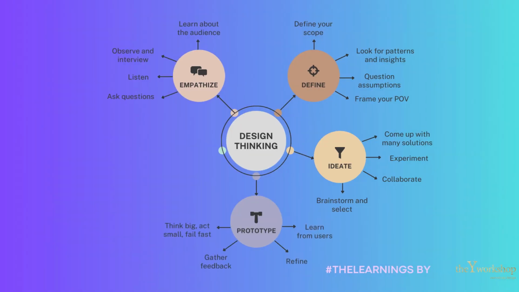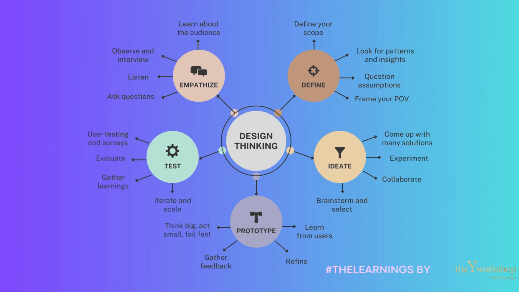The prototype phase involves learning from users: create tangible models to understand user reactions and gather insights. Refine: improve prototypes based on initial user interactions and feedback. Gather feedback: collect detailed user input to identify strengths and weaknesses. Think big, act small, fail fast: embrace bold ideas, start with small, manageable experiments, and learn quickly from failures.